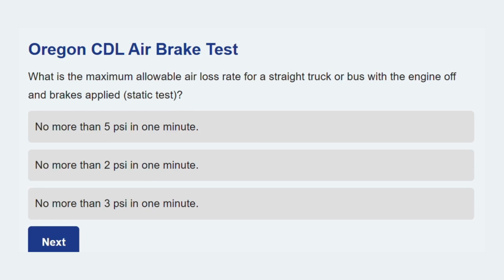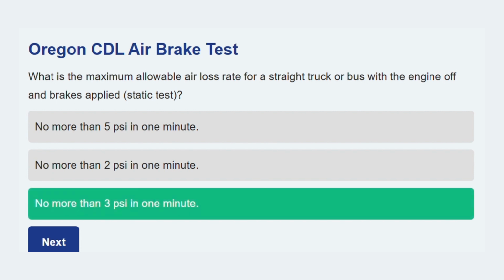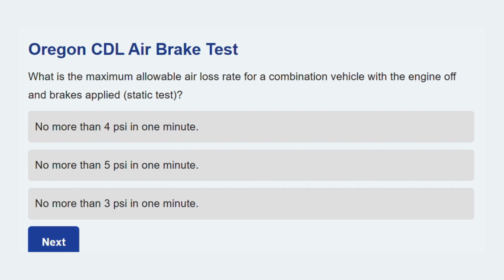Let's get to this one. What is the maximum allowable air loss rate for a straight truck or bus with the engine off and brakes applied? Static test. No more than 3 psi in 1 minute. This is the standard for acceptable air loss in a single unit vehicle.